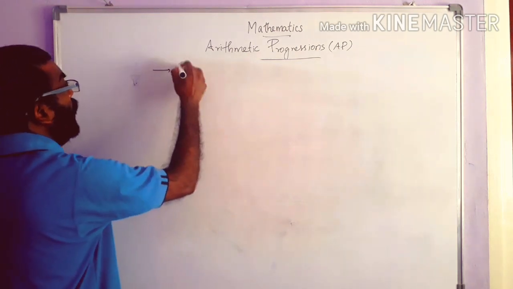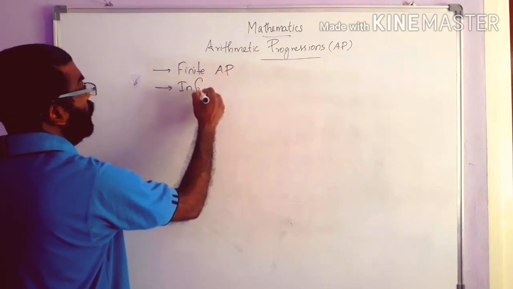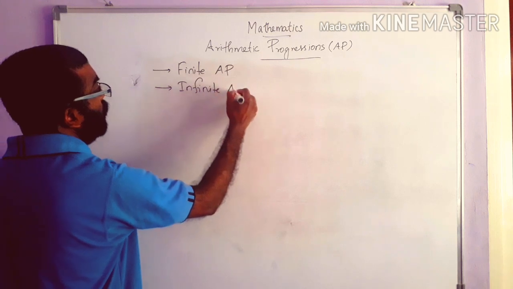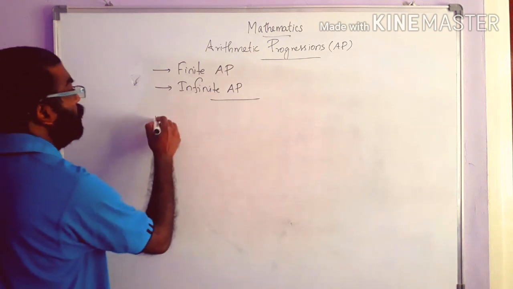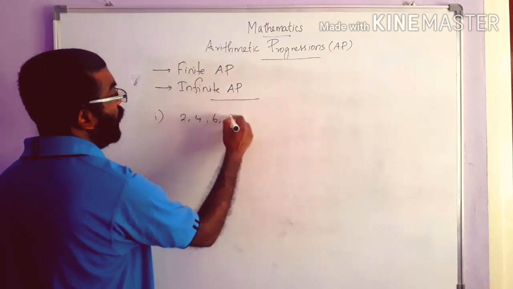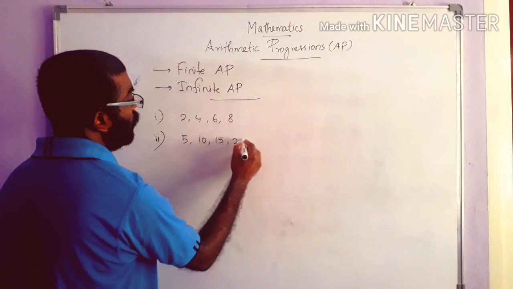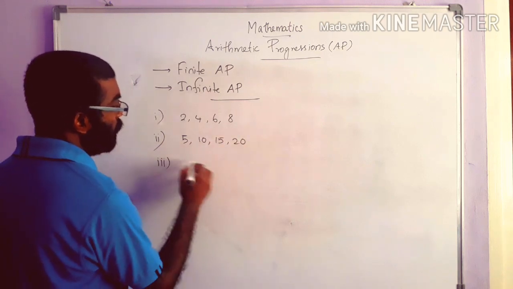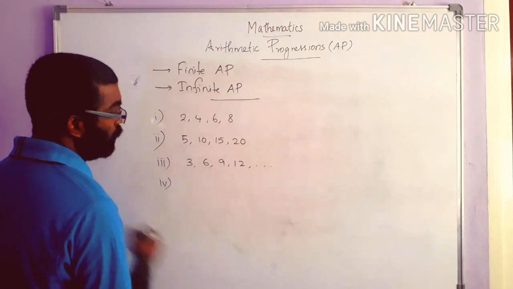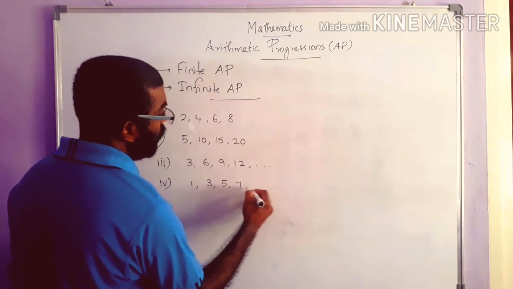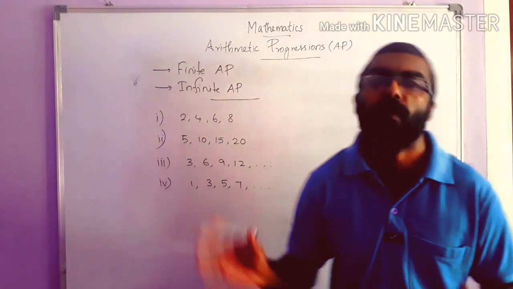Here we have two more definitions: finite AP and infinite AP. Let us consider some examples of AP. 2, 4, 6, 8; 5, 10, 15, 20; 3, 6, 9, 12, etc.; 1, 3, 5, 7, etc. Clearly, all the examples listed above form an AP.